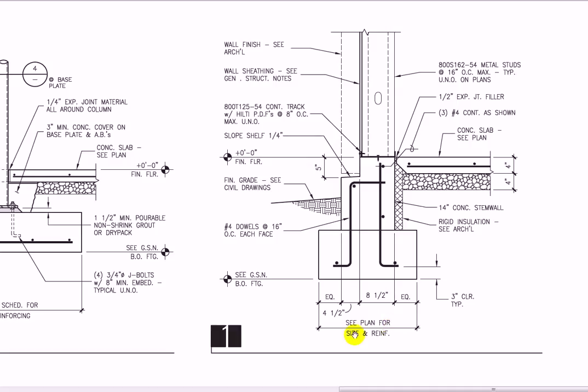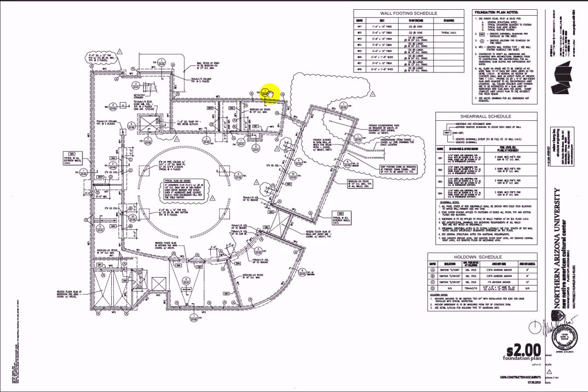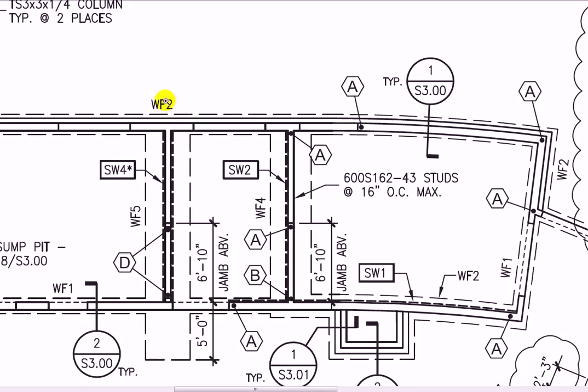Here it says see plan for size and reinforcement. So if we jump back to that plan, we'll know how to reinforce this particular one. So let's do that now. So we were looking at S300. So let's jump into this little area here. This tells me it's wall footing number 2 is running along here. So I'd have to find a schedule with wall footing number 2 on it.